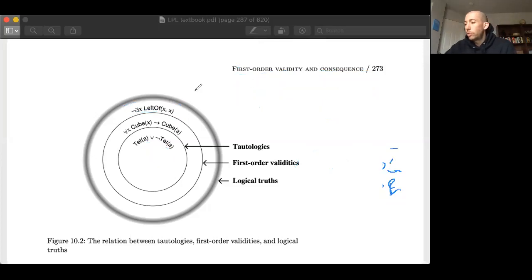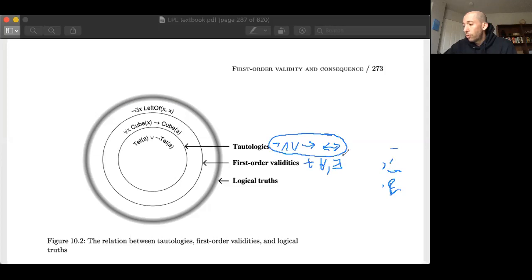So tautologies are defined as those sentences that are necessarily true, and they depend only on the connectives like what we've had: negation, conjunction, disjunction, the conditional, and the biconditional. First order validities are all of these considerations plus the nature of quantifiers, the universal and the existential quantifier.